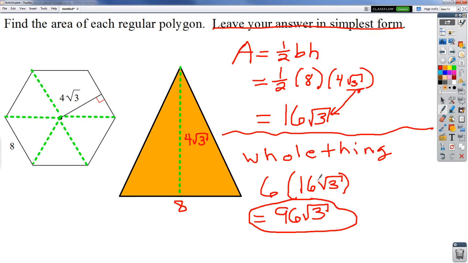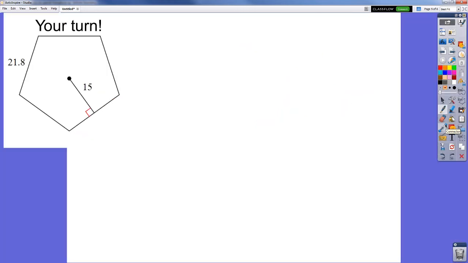If the directions end up telling you to round to the nearest tenth or the nearest hundredth, then you would plug this in the calculator, hit the enter button, and then chop it off wherever it's supposed to be chopped off. Alright, now that we've done this one together, I'm going to have you do this one.